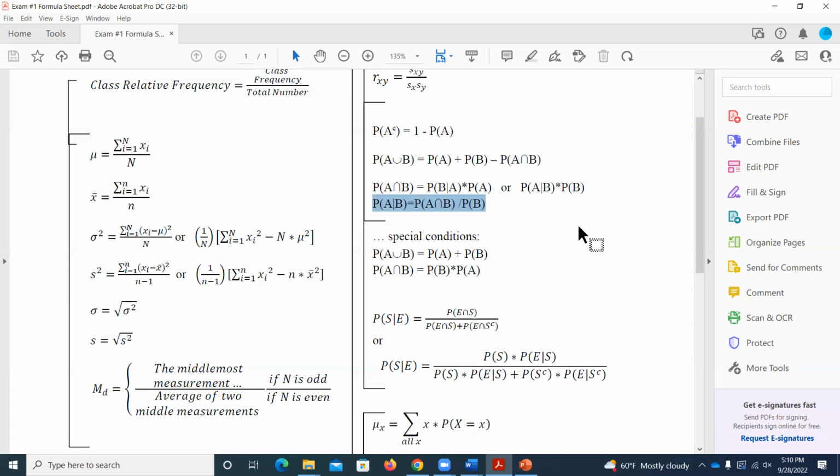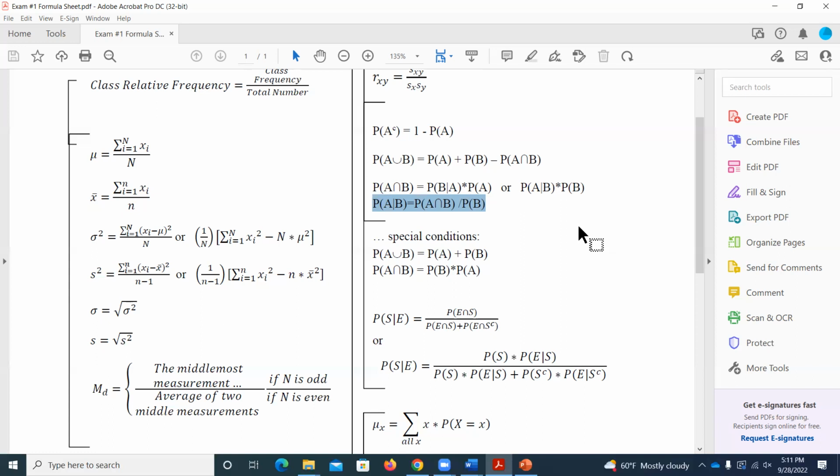So now it's just plugging in. What does this end up being? 0.1425 for the other part.